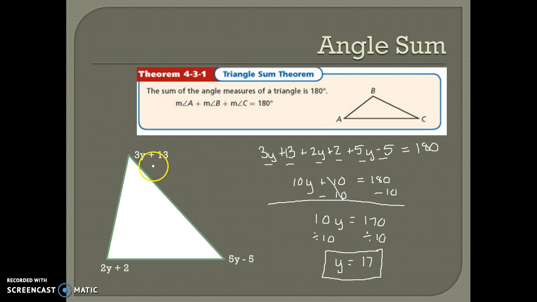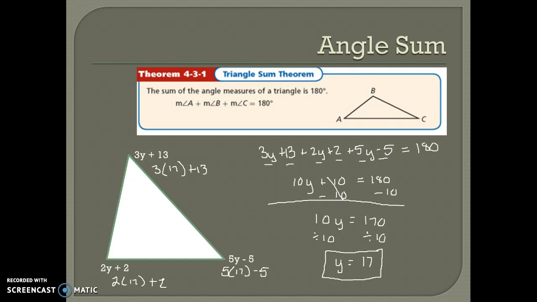To determine what each individual angle measure is, you want to substitute 17 in for y in each expression for each angle. So we would have 3 times 17 plus 13, 5 times 17 minus 5, and 2 times 17 plus 2. You would follow order of operations, so you would first do multiplication to simplify each of these expressions.